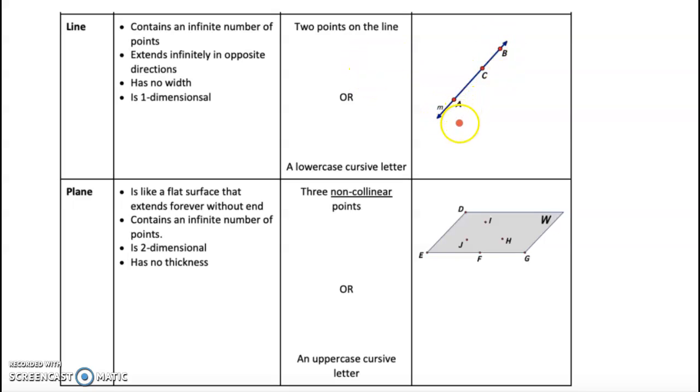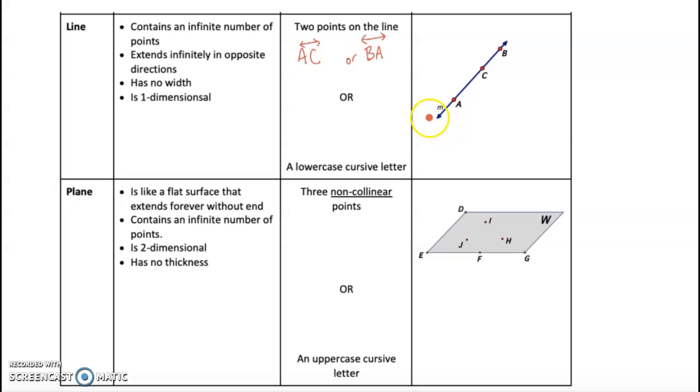So if I look at this line, I'm like, all right, well, I can name it AC, I can name it BC, I can name it CB, I can name it CA. I got a lot of different choices, but it doesn't matter which one you put, as long as you choose any 2 points on that line. So maybe you want to name it line AC. Maybe you want to name it line BA. Doesn't matter.